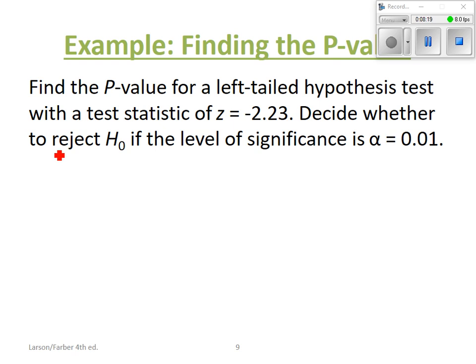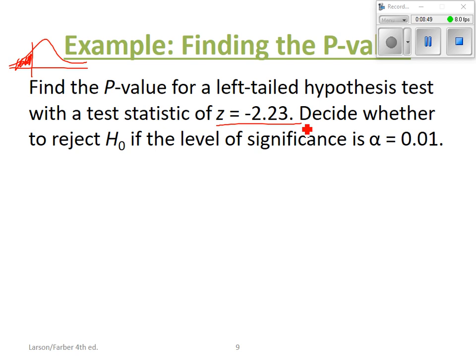So if we do this, find the p-value for a left-tailed hypothesis. You might want to get out your charts so you can look it up, make sure I'm looking at it right. Left-tailed test, so we're on the left tail, so we look something like this. We're looking at this right here. We're looking for that area. That's going to be our p-value. With the test statistic, that's our z. That's what we're testing here. And a level of significance of 0.01.